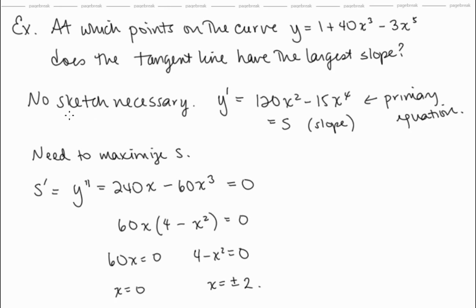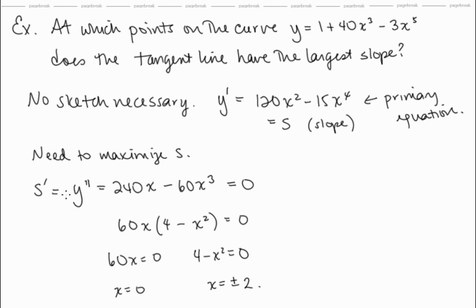So here we don't really need a sketch of our graph. We're going to start by writing down the formula for slope, which we know is given by the first derivative. So y prime is equal to 120x squared minus 15x to the fourth. Let's call that s for slope, and that's our primary equation. And we're looking to maximize s. We want to find the points on the curve that have the largest slope, so we want to maximize s. So we're going to take s's derivative, set it equal to 0, find critical points, and continue.